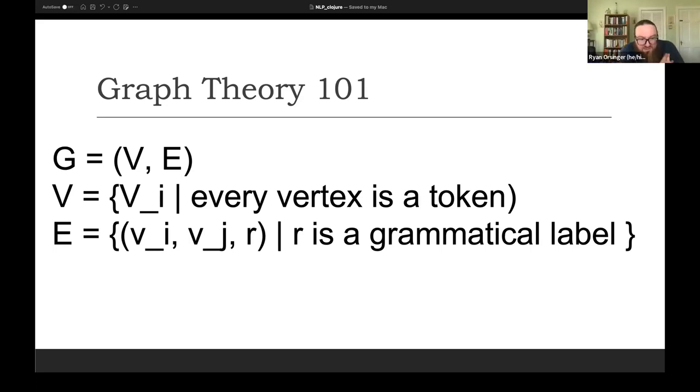Okay. Clarification, yes. V is your vertex in your notation here, E is your edges? Yes, capital V is the set of vertices, and a lowercase v_i is any individual vertex. Capital E is the set of edges. So basically, what is an edge? It has v_i, v_j, and r. So it's basically a triplet with the starting vertex, the end vertex, and its grammatical label, for which we use r for relation.